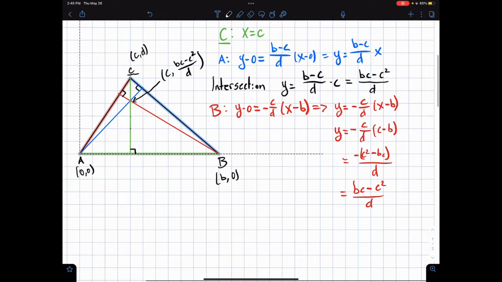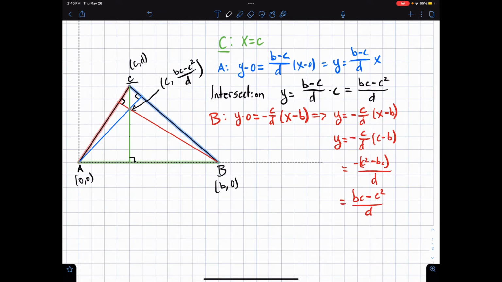And because I didn't specify any of the coordinates exactly, you could just plug in any numbers for any triangle and this would work. We call this intersection point of the three heights the orthocenter.